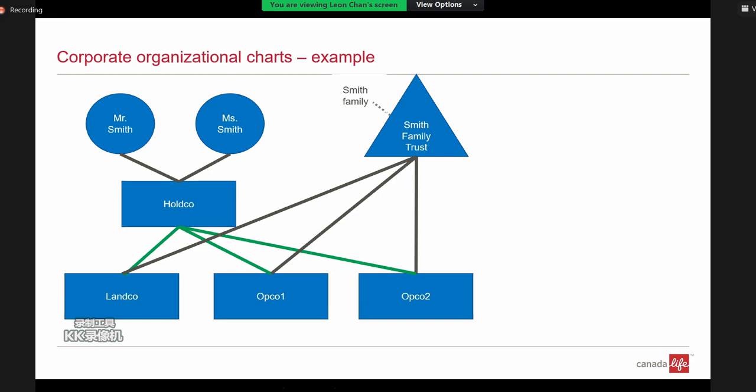If I saw this org chart, as a first step, it would be good to understand, okay, Mr. and Mrs. Smith, gather their T1s, and from their T1s, we'll have a better understanding of potentially what other income they're earning, so what other personal assets they may hold for our purposes. The Smith Family Trust, the trust deed, potentially a trust return, in order to understand who the beneficiaries are, when the 21-year deemed disposition rule will occur.